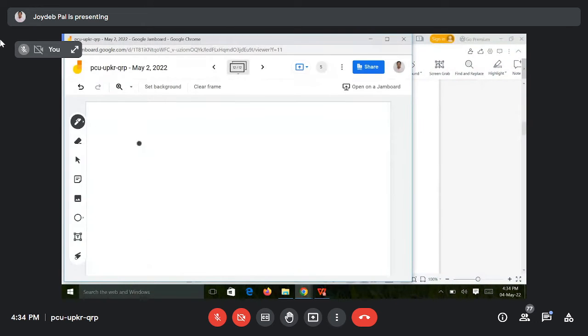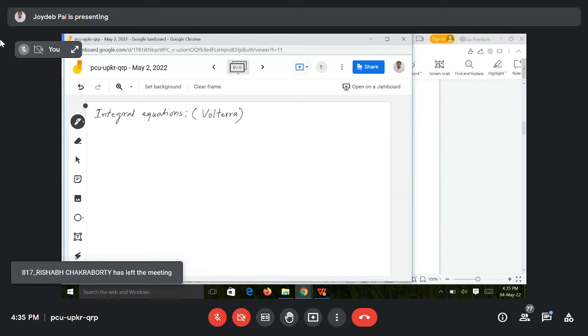There are two types of integral equation, but here we are considering a single type, which is called the Volterra equation. Volterra and Fredholm, there are two types of integral equation. We are discussing only Volterra. So what is the form?